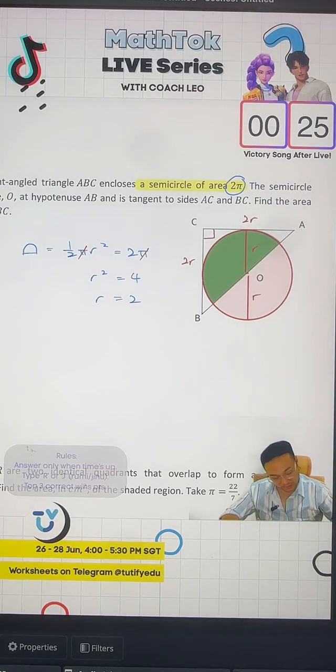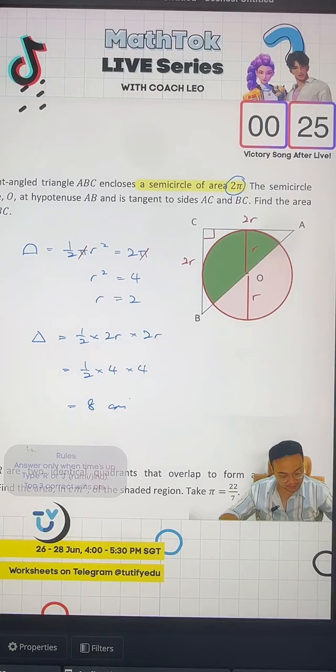Can you find the area of the triangle or not? Obviously you can. Half times 2r, the base, times 2r, the height. This is the base, this is also the height, because the base of a triangle is always at 90 degrees to the height. So half times the base times the height, and we get 8 cm squared.